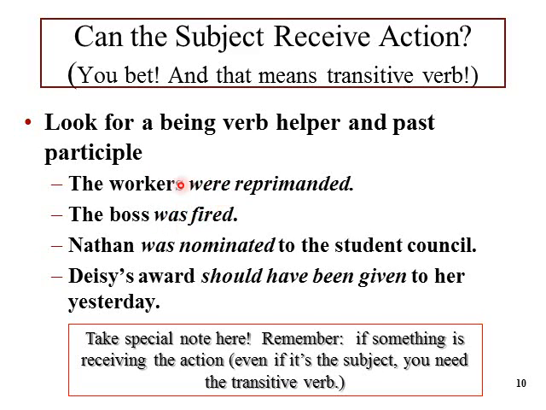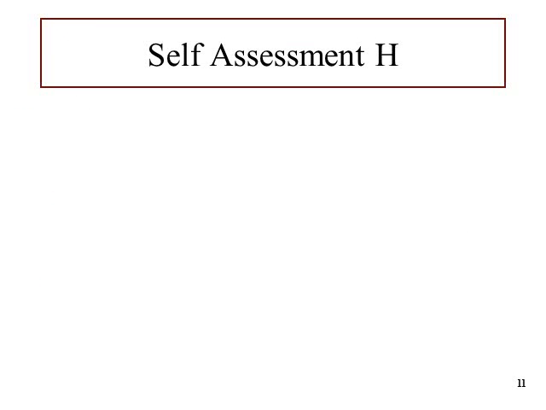We're using this being verb helper, this was and were, along with this past participle. The action goes back. Nathan was nominated. Daisy's award should have been given to her yesterday. Take special note on these because in this case, your subject is receiving the action.